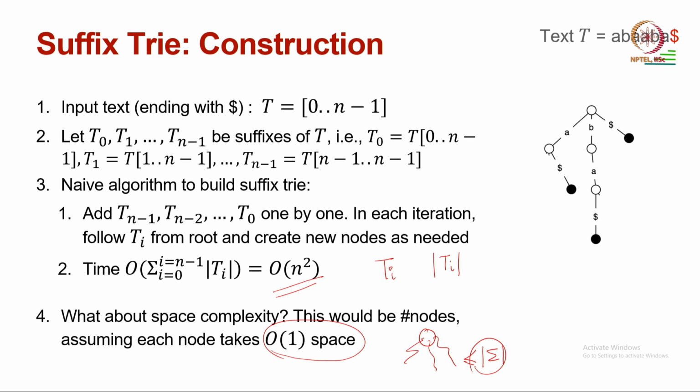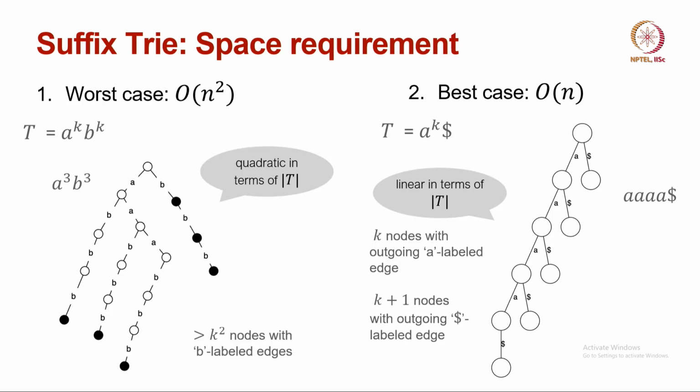Well, it turns out yes, in the worst case a suffix trie may need order n square nodes, and for this we can see a particular example. On the left side you see a worst case scenario where the text T includes some consecutive characters A, followed by consecutive characters B. So here A raised to power k means k consecutive A characters followed by k consecutive B characters.